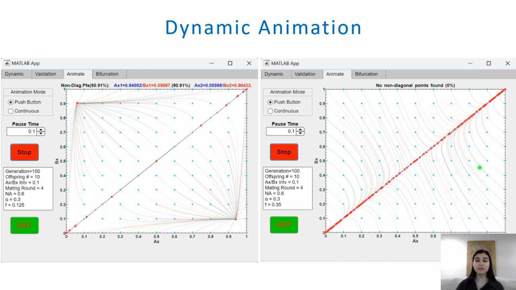Now, in the divergent system here on the right, the initial populations move to the diagonal line and are driven by sexual selection to either the origin or the far end of the diagonal line.